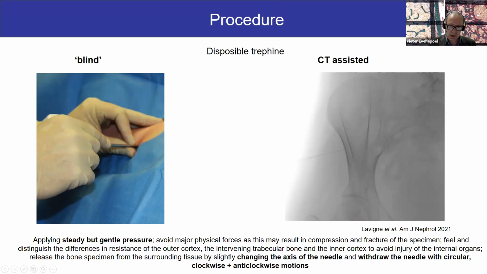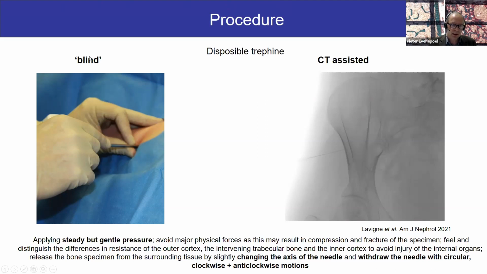You advance slowly but steadily. Once you arrive at the inner periost, the patient will sense a different kind of pain, an aching pain, and then it's time to stop. You can change the angle of the needle a little to break the cylinder, and then by making clockwise and anti-clockwise rotation movements, you retrieve the needle together with the bone cylinder within it.